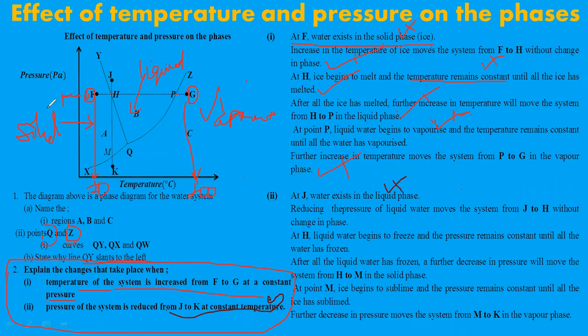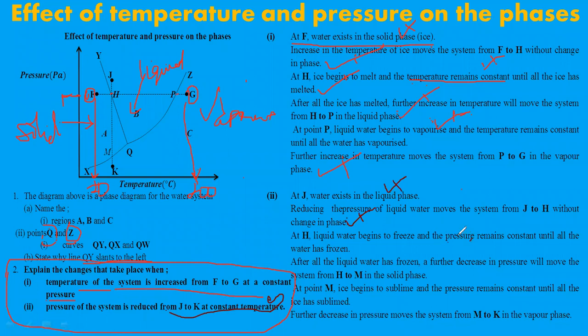Then we go ahead and say reducing the pressure of liquid water moves the system from J to H without changing phase. Here I'm very quick because you've got the concept at first. Then at H, what happens? The liquid water begins to freeze, changing from liquid to solid.